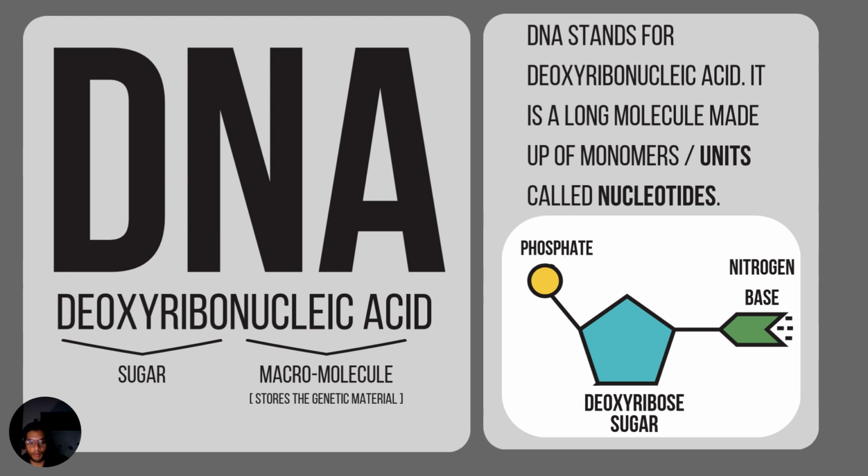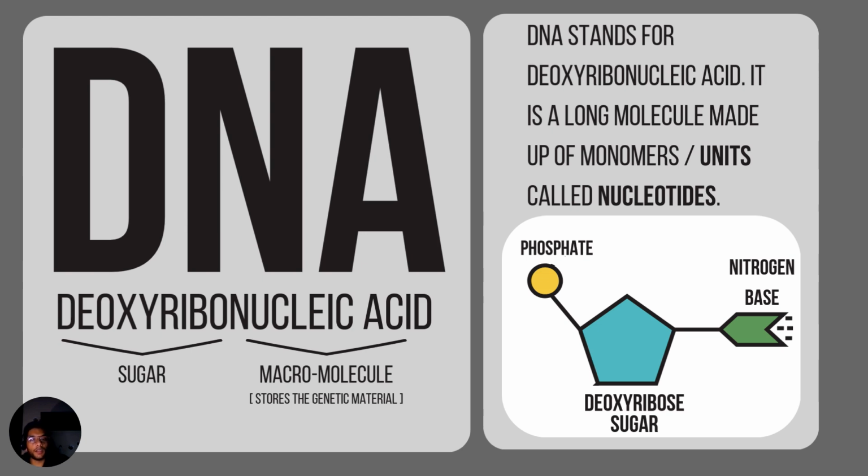Let's look at what DNA is made up of. DNA, as we said, is known as deoxyribonucleic acid, where deoxyribo refers to the sugar and nucleic acid refers to a macromolecule which stores genetic material. DNA is a long molecule which is made out of monomers or units called nucleotides. A nucleotide is basically a building block of DNA. An easy way to think of this is like a Lego piece in a very long chain. Each DNA molecule is made out of millions of these.